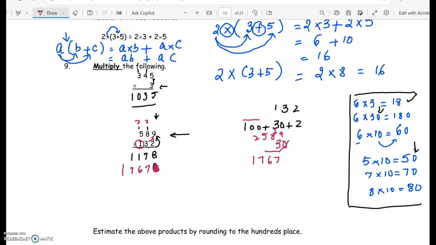Now I'm going to multiply 589 by 1. Remember that 1, since it sits in the hundreds place, is really equal to 100. So multiplying by 100 is like adding 2 zeros at the end. So 6 times 100 is really 600. 7 times 100 is 700. 285 times 100 is 285 with 2 zeros. So that's what we're going to do.